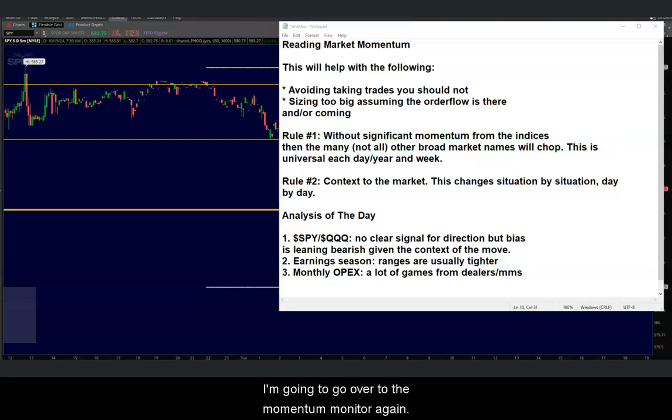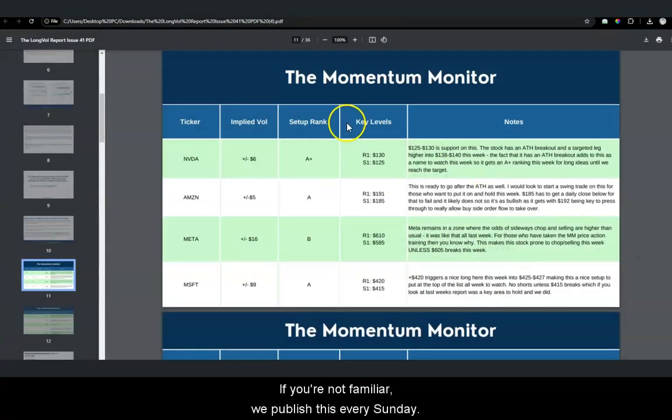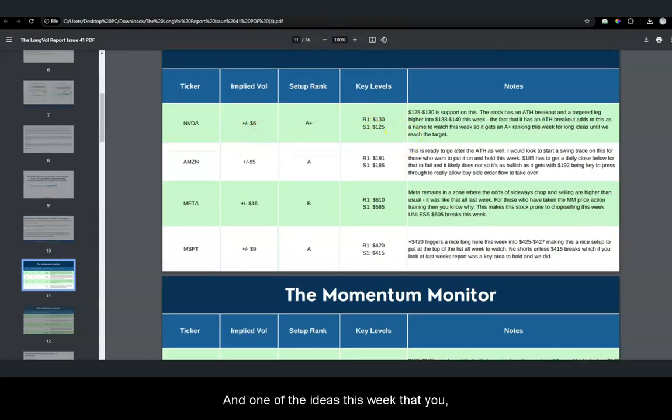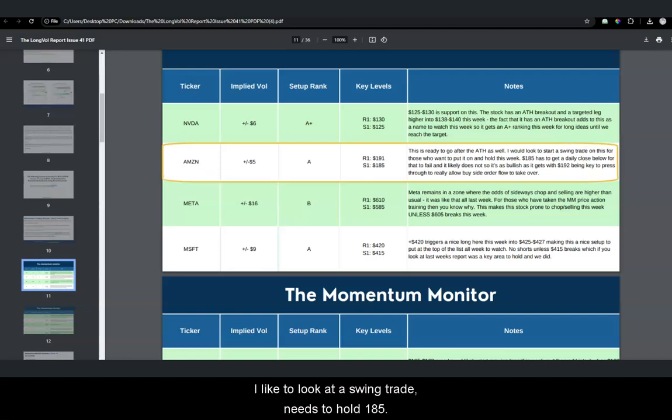I'm going to go over to the momentum monitor. Again, if you're not familiar, we publish this every Sunday. You can get it at the longvolreport.com or the longvol.com. And one of the ideas this week that I was watching was Amazon. Amazon, potentially go to all-time highs. I like to look at it as a swing trade. It needs to hold 185. But I want to watch this week for a potential swing trade.